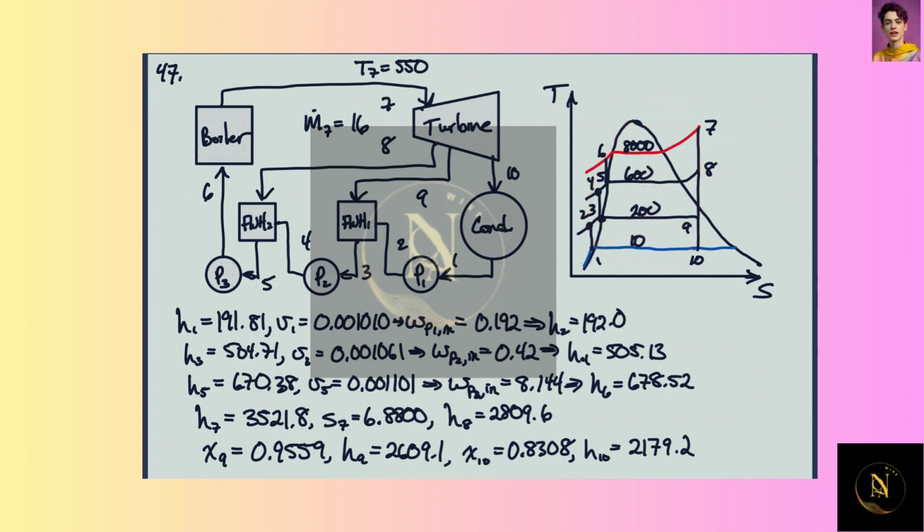Now, we can get the enthalpy at 2, at 4, and at 6 because we know the specific work before that in the pump, and then we just add this to this, this to this, and this to this, and we get all these enthalpies coming out of our pumps. Now at 7, we have pressure and temperature. So we can get enthalpy and entropy.